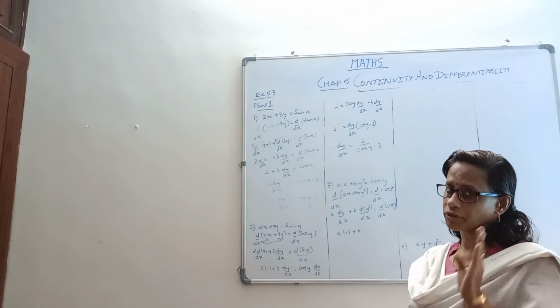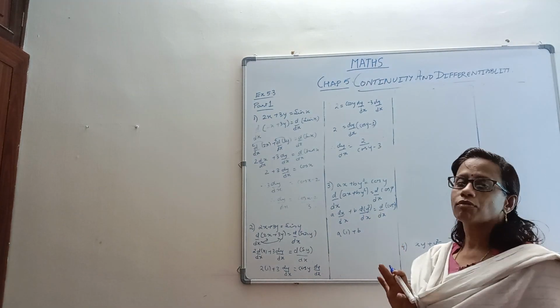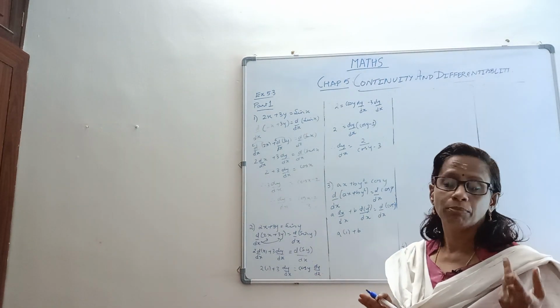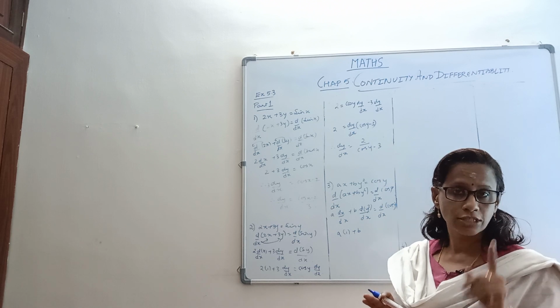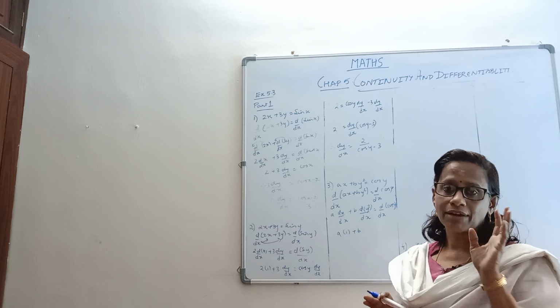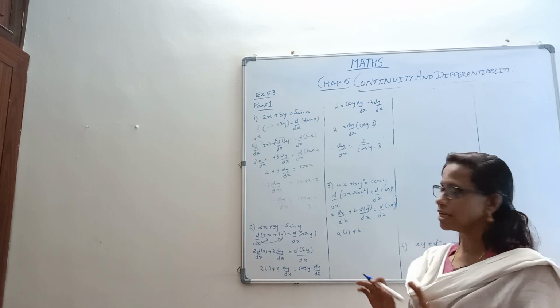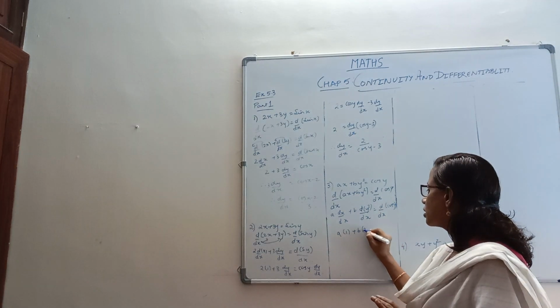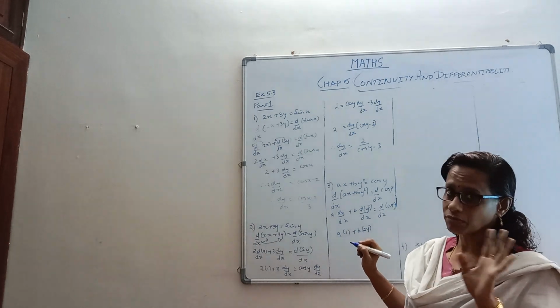Then we have to account for the y, right? So what is the derivative of y squared with respect to y? We know any polynomial of the type x raised to n has the derivative n x raised to n minus 1. Like that, y squared will have the derivative 2y, right? So y squared has the derivative 2y with respect to y, not with respect to x.